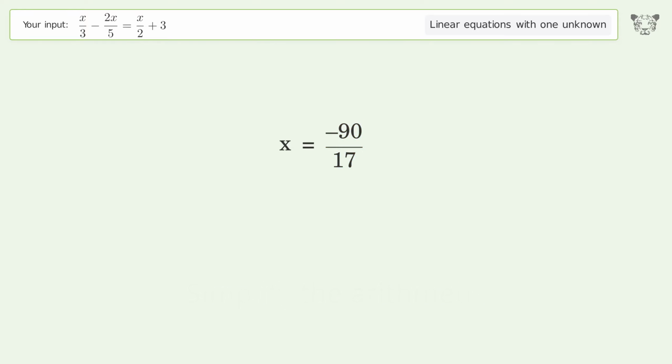And so the final result is x equals -90/17.